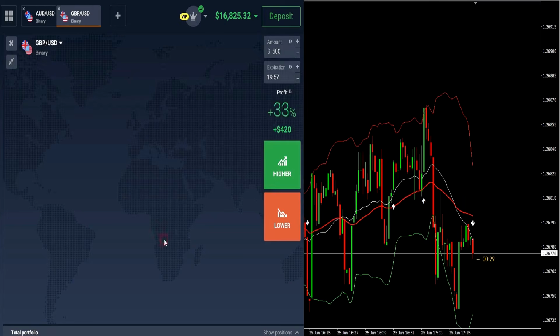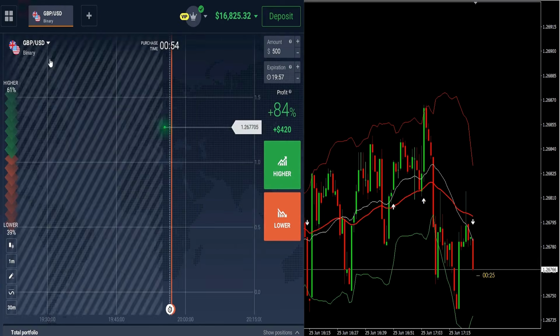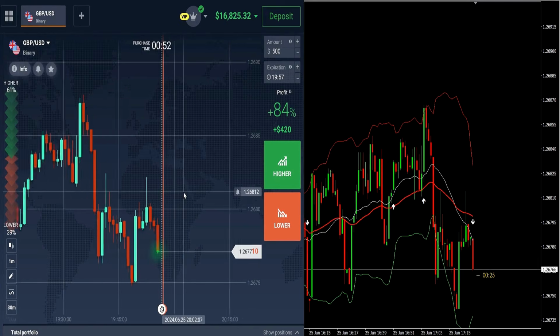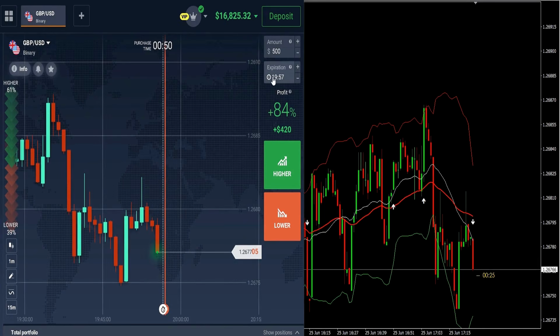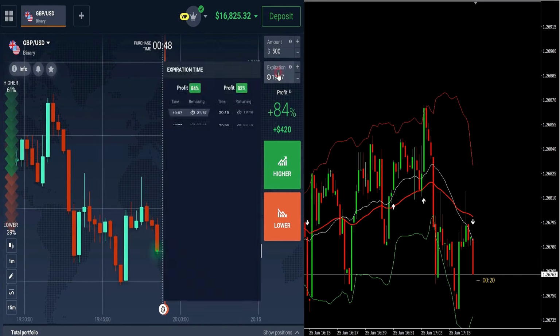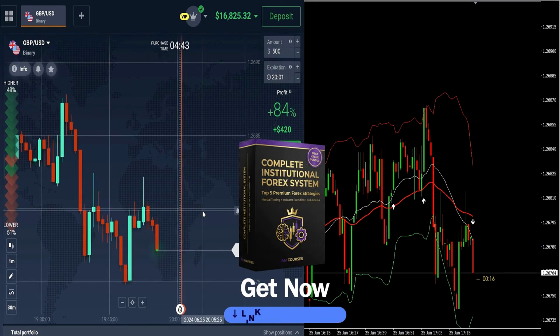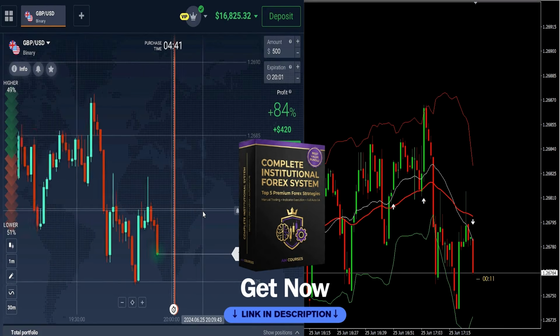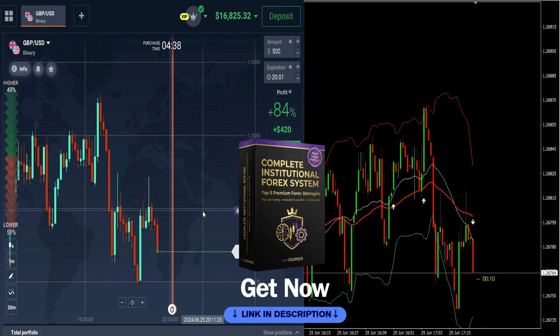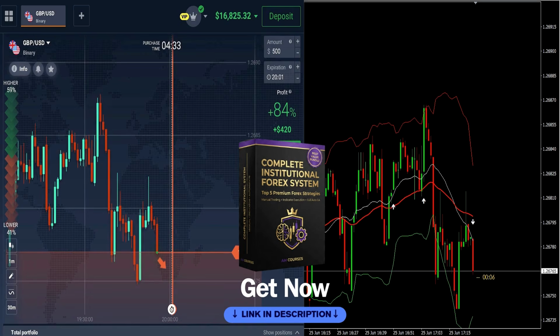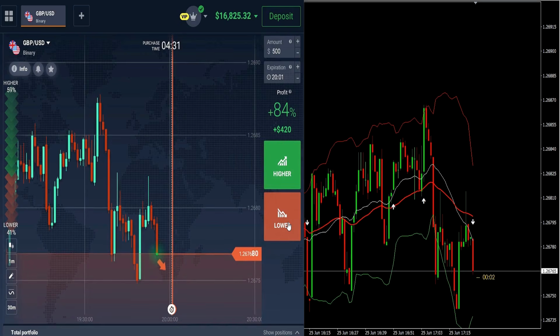Most traders overcomplicate everything. Dozens of indicators, confusing signals, and still, no consistent results. But today I'm going to show you something refreshingly simple. What if two lines on your chart could tell you exactly when to buy and when to sell? No complicated formulas, no confusing signals, just two moving averages, and a strategy so clean, even complete beginners can follow it.